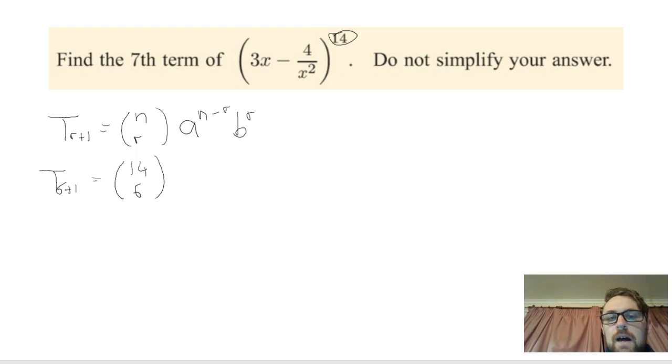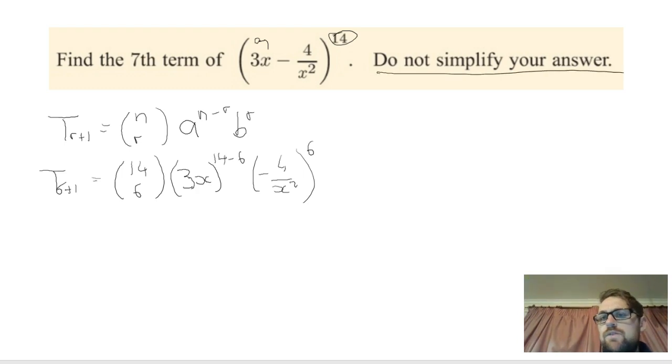Then I put my a value. This is my a value here, 3x. I put that to the power of n minus r. Whenever you're doing this, you should put brackets around it because it makes it a lot easier to work it out. So n minus r, that's 14 minus 6. And then my b is multiplied by negative, that negative comes along, 4 over x squared, to the power of r, which is 6.